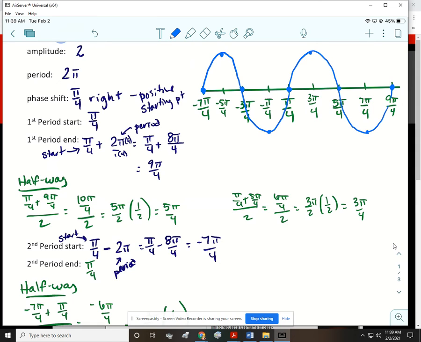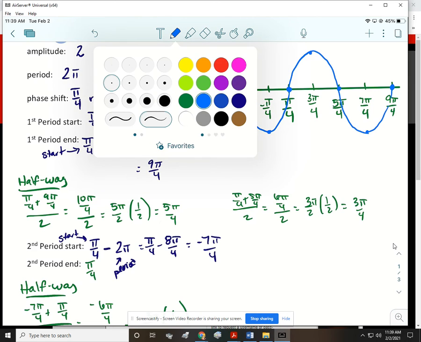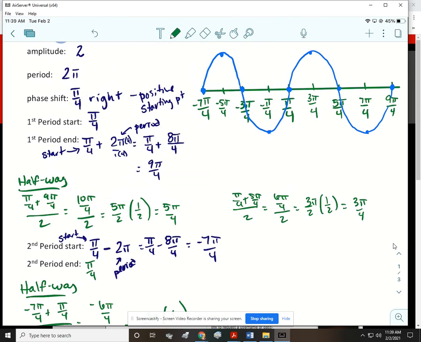This is really good. The only thing it doesn't have is the y-axis. So the y-axis wasn't one of our critical points, so I didn't need it yet, but I do need it. So the y-axis should fall in between negative pi over 4 and pi over 4. And then where I have my maximums, I'll label the 2, and where I have my minimums, I'll label the negative 2. Alright, so let's look at the next one.